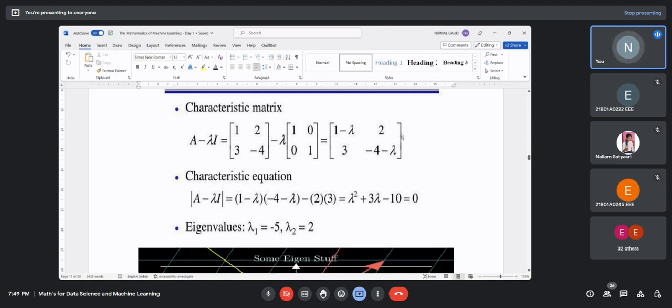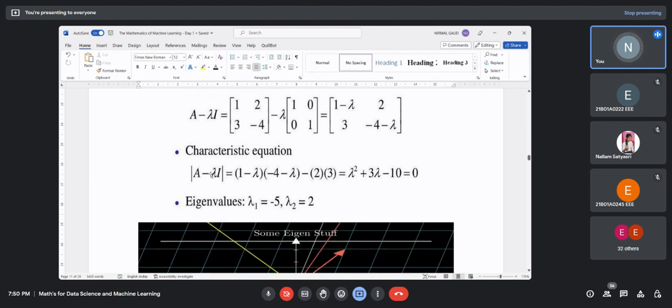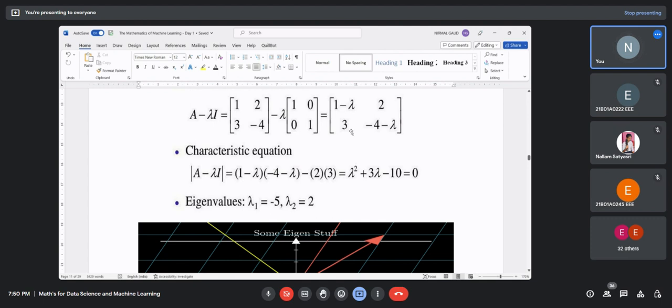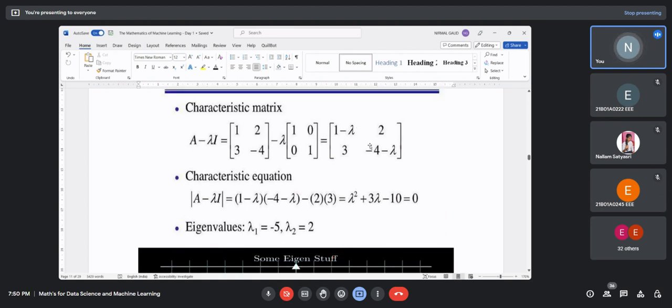Then I need to apply the determinant over it, the determinant of A minus lambda I. The multiplication of this with this, minus the multiplication of this with this, is going to give me the value for your eigenvalues. After performing this, 1 minus lambda into minus 4 minus lambda, minus 3 into 2, will give me the result, and I am going to equate it with 0.